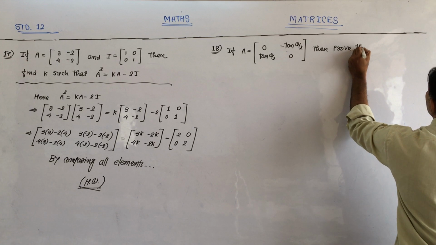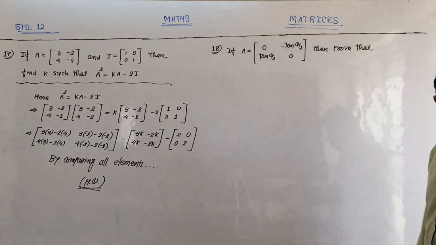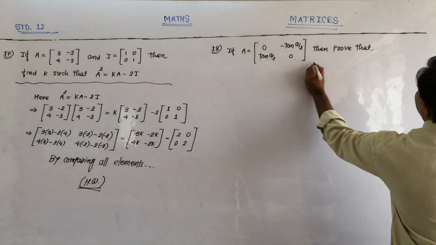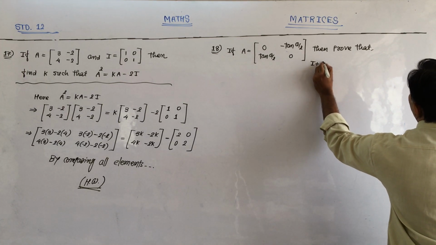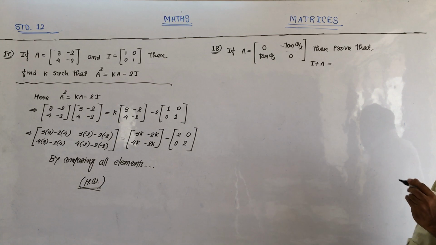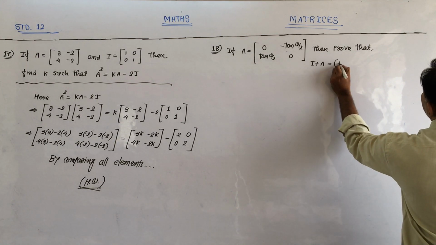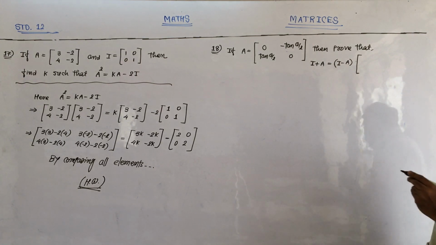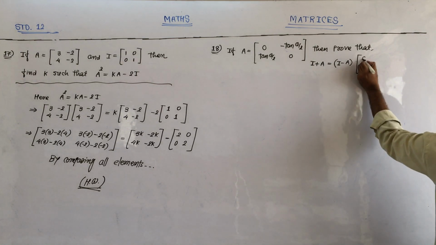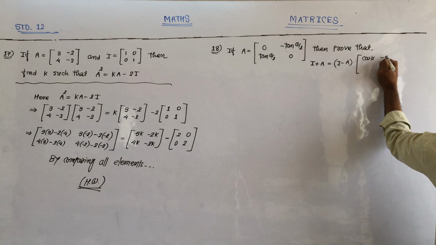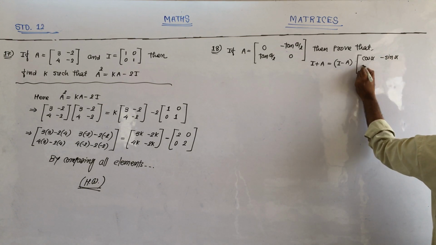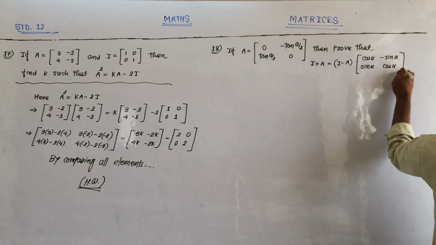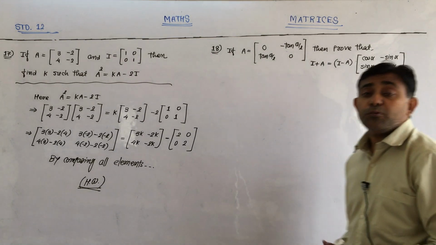What we have to prove? Let us see. Prove that I plus A is equal to I minus A into the matrix cos alpha, minus sin alpha, sin alpha, cos alpha. Then prove that this matrix, let us prove.